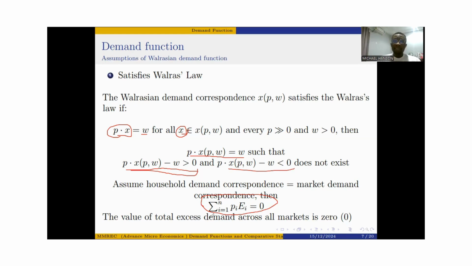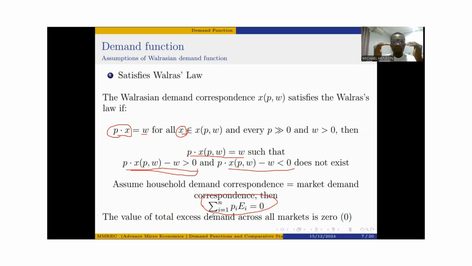Now think of it in this sense. Walras' law tries to achieve equilibrium, and it achieves it in this manner. Think of a market where we have city A. There's an excess demand for milk. Let's say city B has a surplus of milk, such that the excess demand in market A will be fed from the surplus in market B. In that sense, the market will clear.